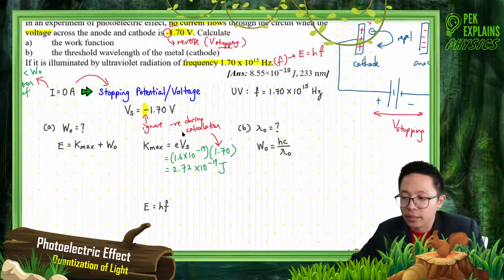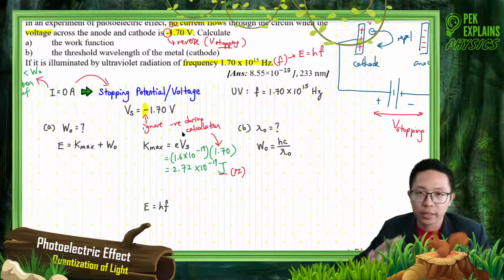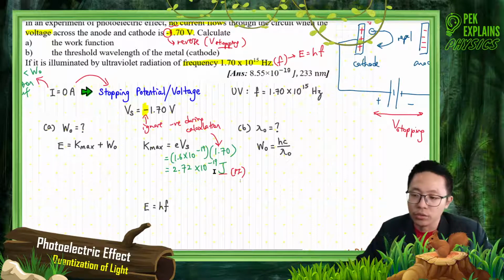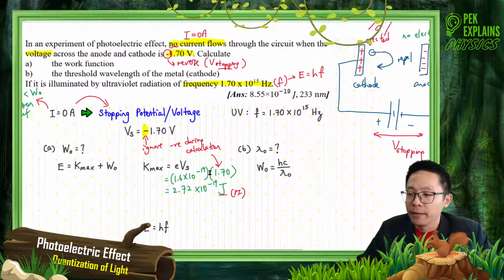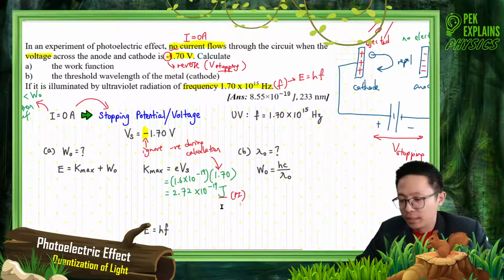You get this unit in SI. Joule, SI unit. You won't get in electron volt. You only get the SI unit, joule. To convert to electron volt, you need to convert yourself lah. Yeah, divide by electron charge.